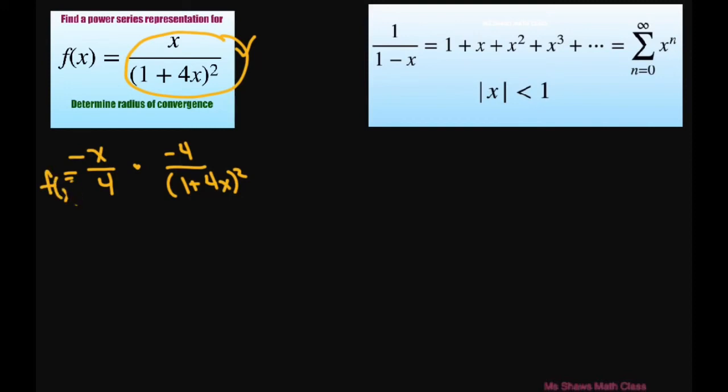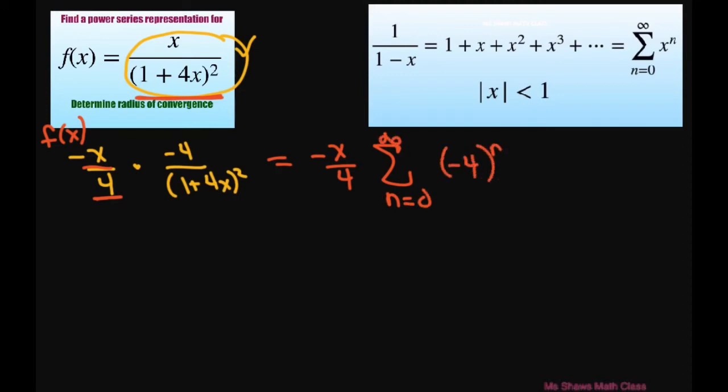I didn't save room. I'll just put it here. F of x equals this, because I want this to look like this. So I have to multiply also my sum of that. So I have to write this as negative x divided by 4 times the sum from n equals 0 to infinity of negative 4 to the power of n plus 1 times n plus 1 times x to the power of n. So all I did from the previous slide is I multiplied everything I had, my two derivatives I'd taken, by negative x divided by 4 here.